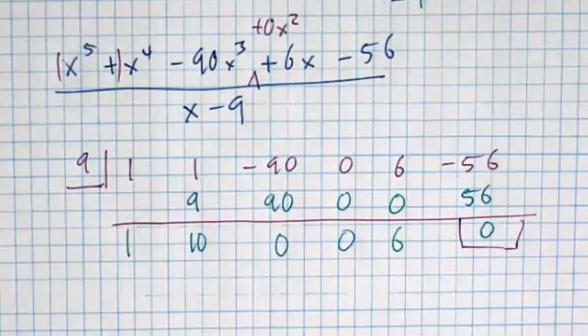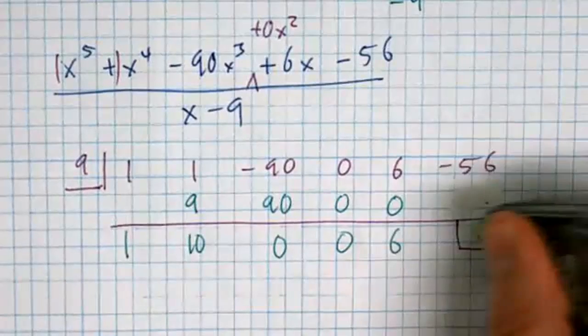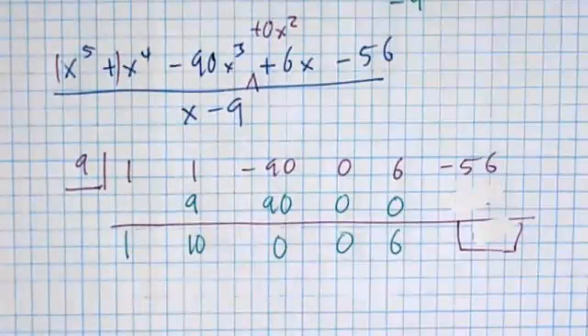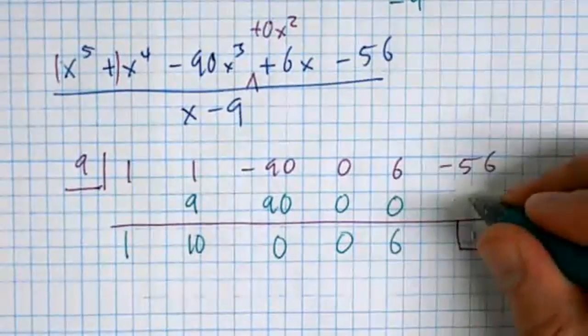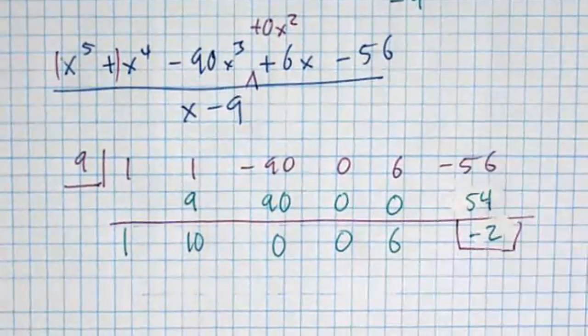Question. Say again. Oh, I did. 9 times 6 is not 56, is it? Bummer. I was hoping to get a remainder of 0. Wishful thinking. It is 54. Thank you. Which means my remainder is not 0, it's negative 2. Ah, bummer.